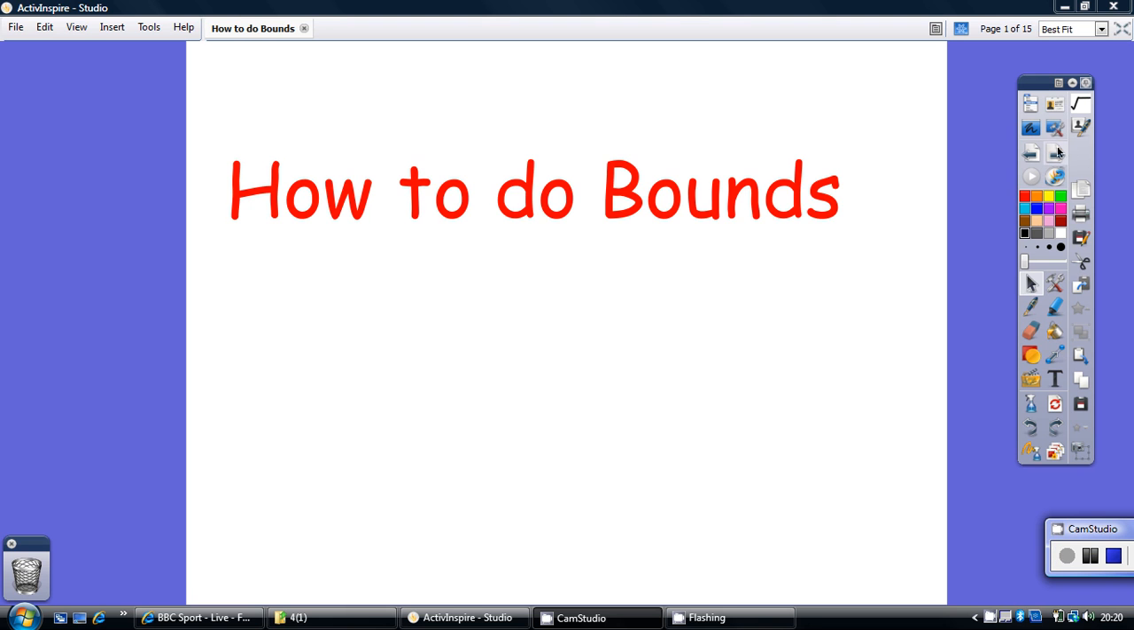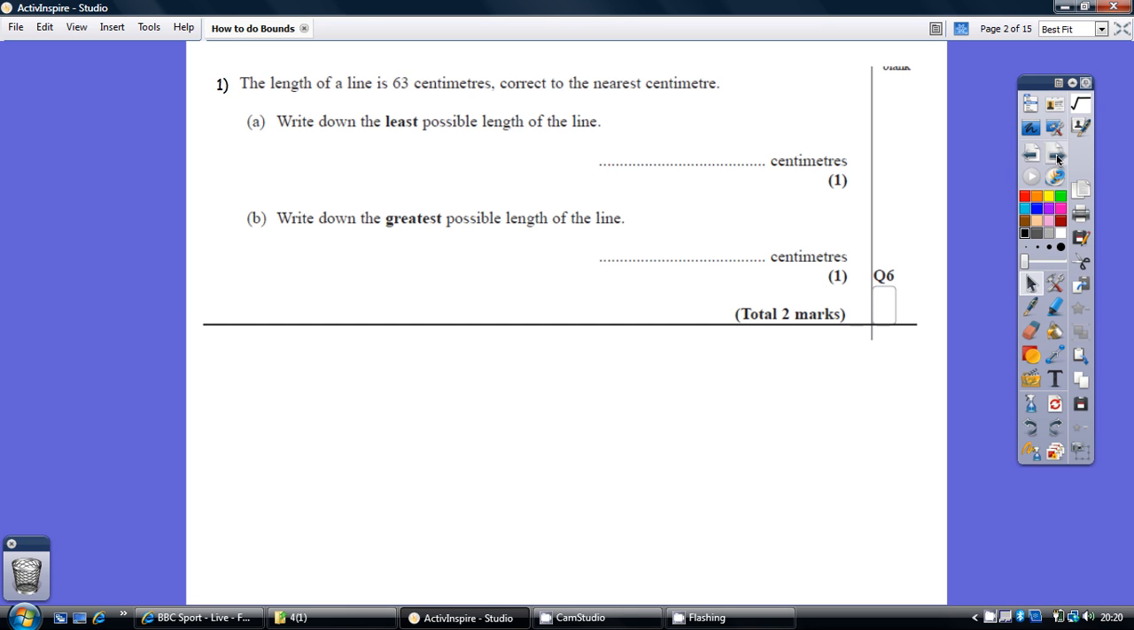How to do bounds. Okay, here's the most basic of questions. Have a go. Right, okay, so here we're saying 63 centimetres to the nearest centimetre. What's the absolute lowest it could be but still round to 63? Well, that's 62.5. What's the greatest it could possibly be? Well, that's 63.5. Now, that would actually round up, so the true answer should be 63.49 recurring, but for this bound type question, go for 63.5.